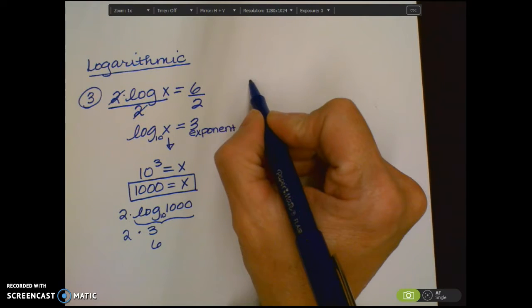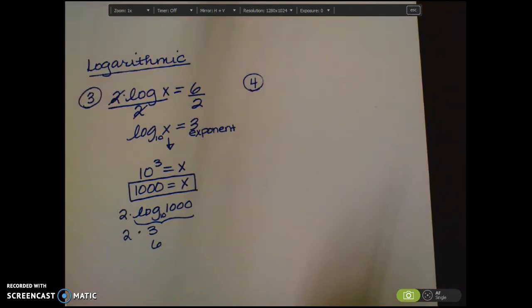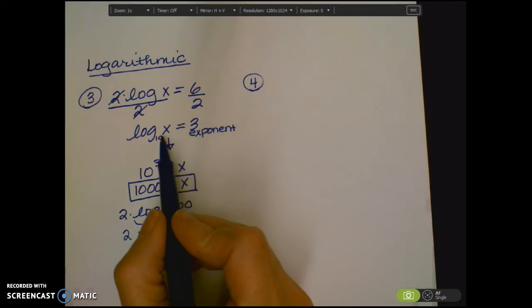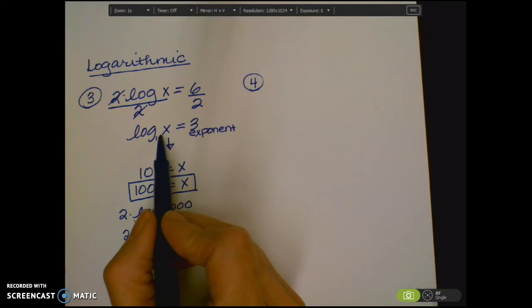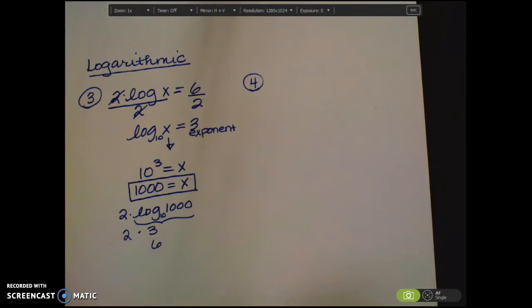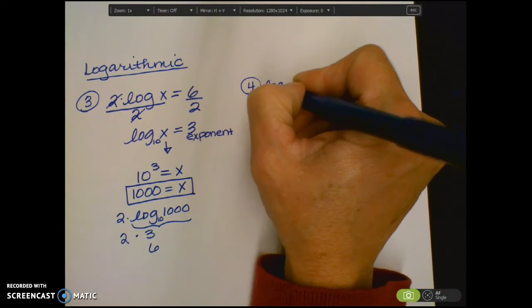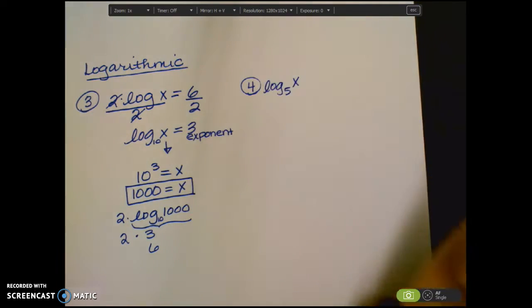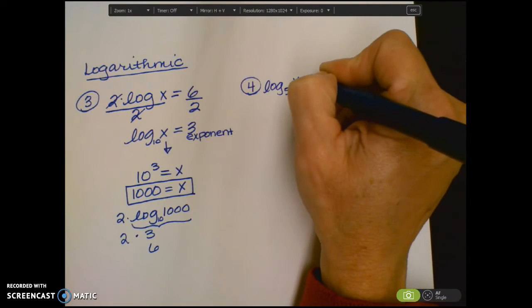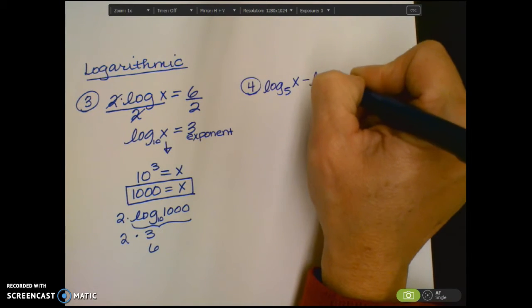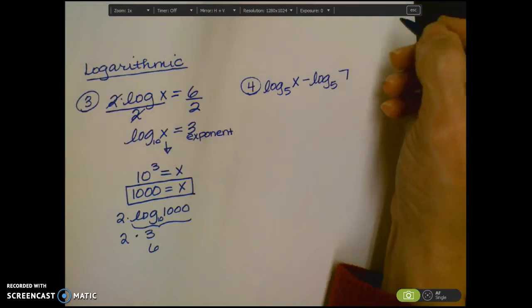Another thing to be aware of with logarithmic equations is that sometimes you'll be given an equation where condensing the logarithms is going to be useful before you solve the equation. What we want this side to have is a single logarithm, if at all possible. So in this case, let's look at the equation log base 5 of x minus log base 5 of 7 equals 4.